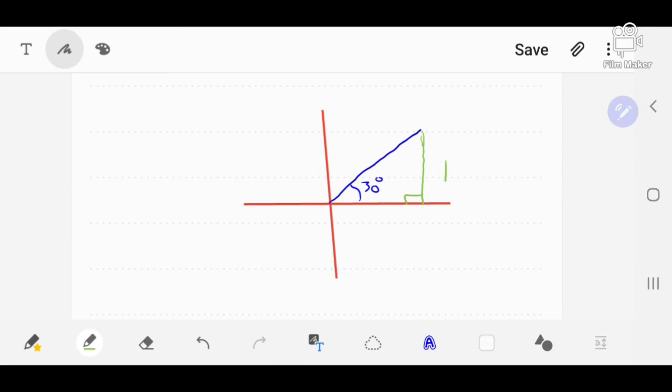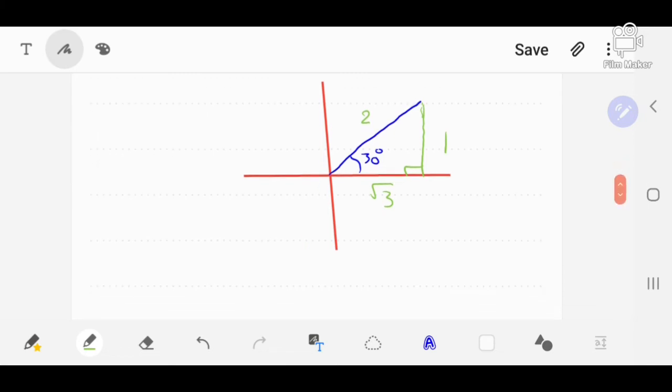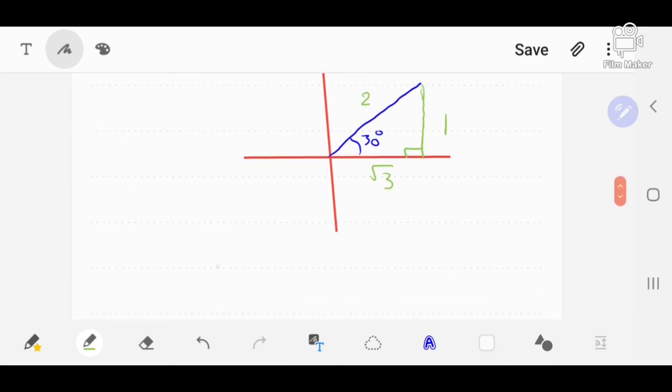So if I'm talking about 30 in a standard position, the initial and the terminal side, then this is what I'm going to get. Okay, let me just write this down. Sine 30 is equal to 1 over 2, which is the opposite side over the hypotenuse. Okay, I need you to look at this point now.